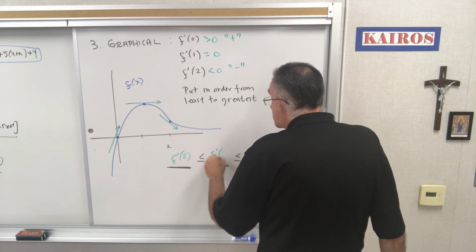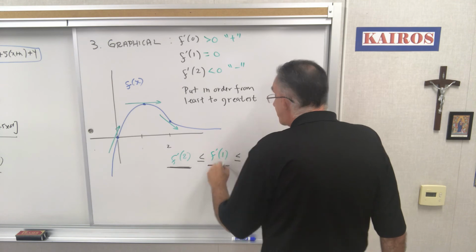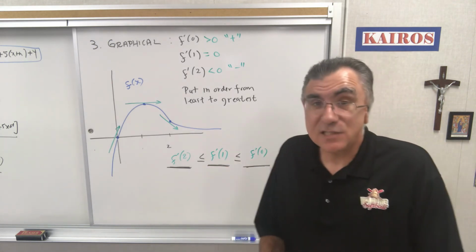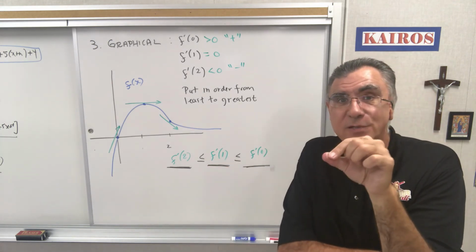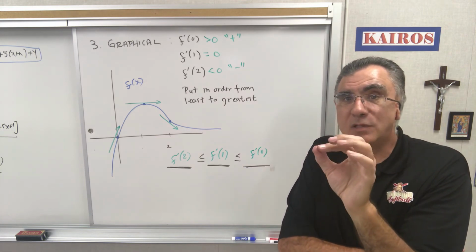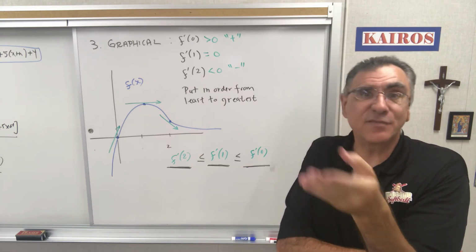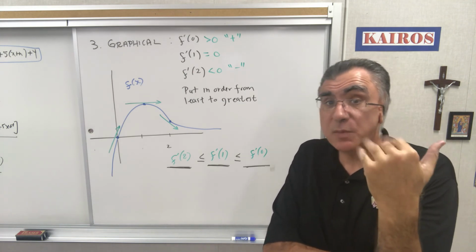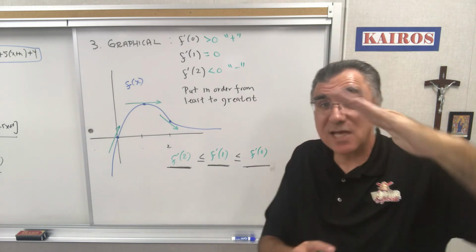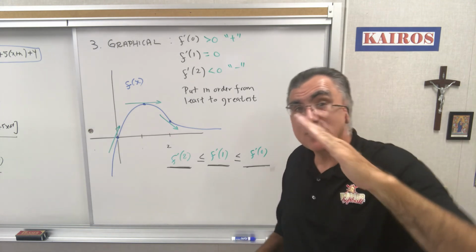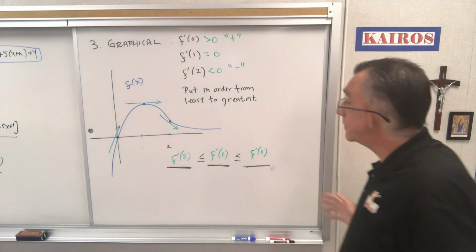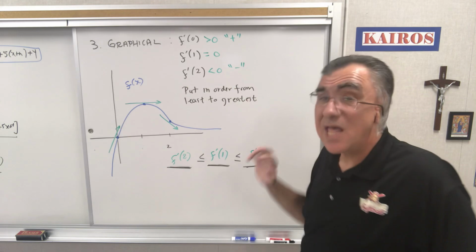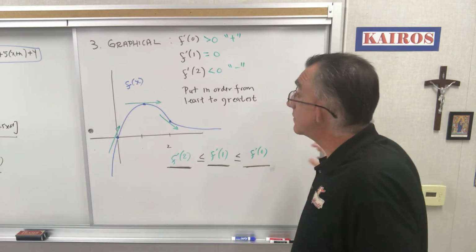Now, this is very often how the AP exam will do it. They'll ask you to put 3 derivatives in order, and what you'll know about the derivatives is one is positive, one is negative, and one is 0. It gets a little trickier if you have multiple positives and multiple negatives, because then you have to look and see which one's the steepest and which one's the least steep. So they tend to avoid that on the exam itself.